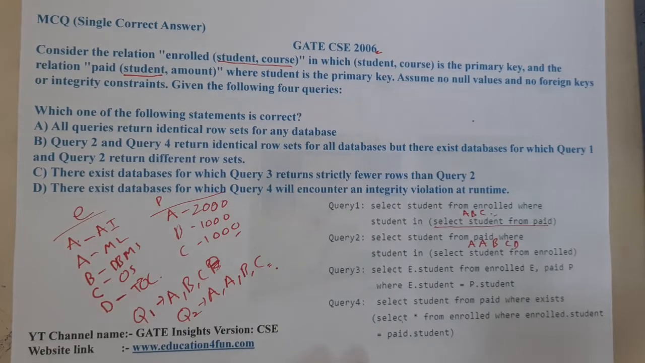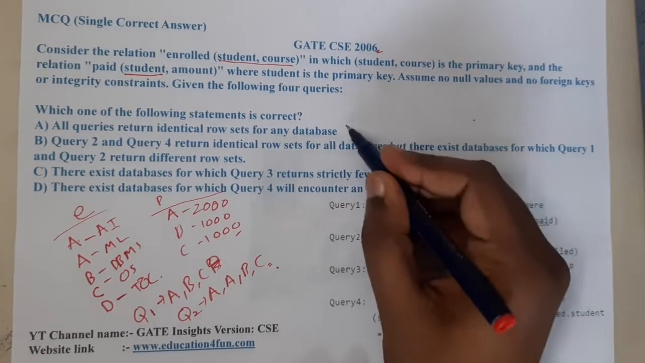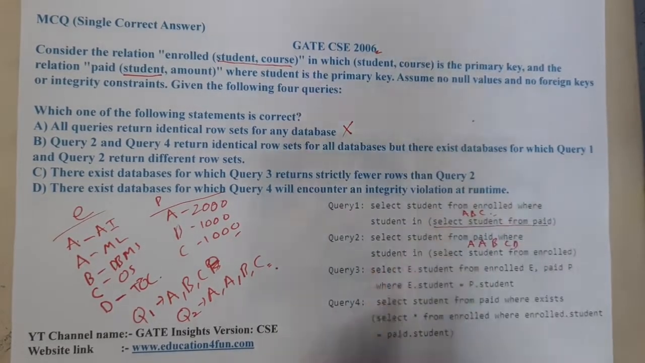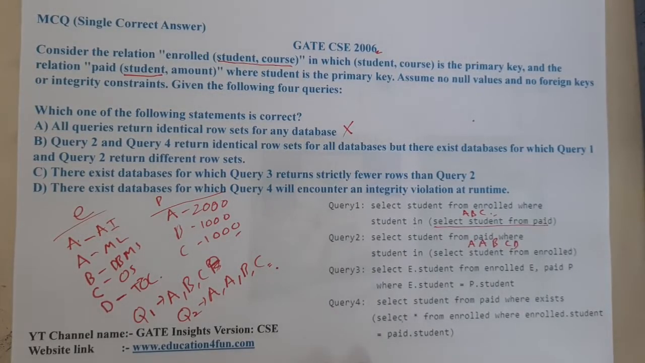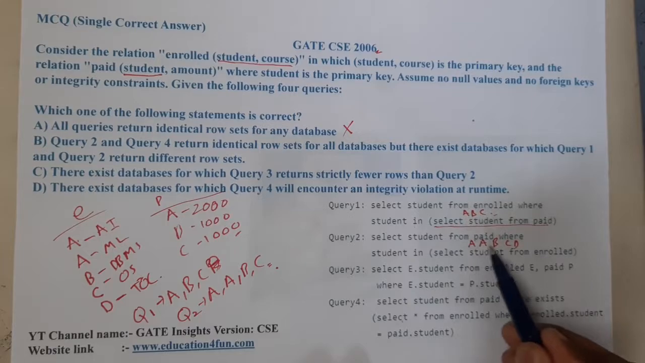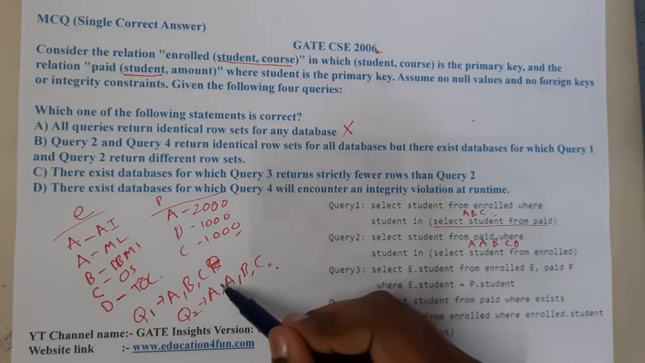So what does the option say? This option is absolutely false, right? Because query 1 and query 2 are not even giving the same thing, so how can query 2 give the same thing, guys? Some students might say that duplicates will automatically be removed. Let us assume duplicates will be removed.